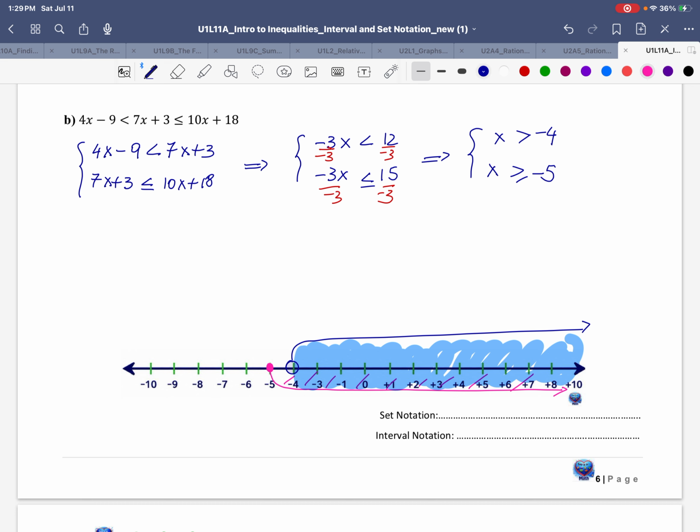So we'll say that in set notation, x is any real number such that x is greater than -4. And in interval notation, we're going to say that x will start from -4, starting from -4 to infinity. And this will be the answer to this inequality.